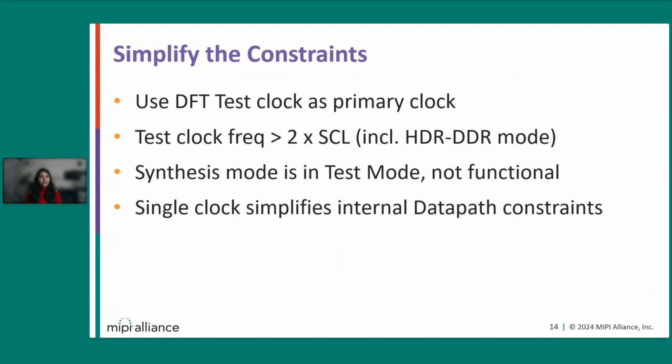And how will you do that? There is a syntax in the design constraint file. You can set it as set_case_analysis test mode equal to 1, and through that you can get a synthesis result in DFT mode. You can see how setting the DFT clock as the primary clock greatly simplifies the internal paths in your report, and we can see how it will impact our result.